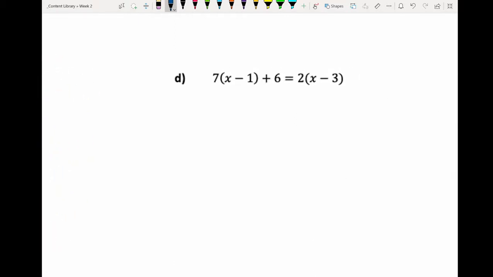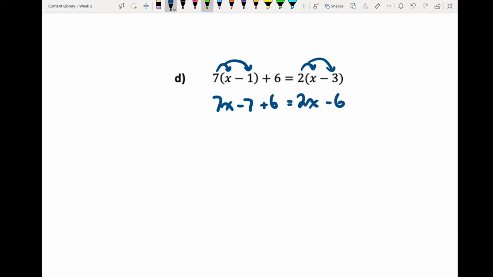Example D. So again, this one looks a little bit more confusing. There's more to it, but we're going to stick with the same thing that we've been doing. We're going to get rid of the brackets by multiplying the number outside by everything inside the bracket. So the 7 is going to multiply by the x and negative 1. The 6 I'm going to leave alone. It's just added. There's nothing multiplying to it. And then on the other side of the equal sign, the 2 times x and 2 times negative 3, getting rid of this set of brackets. So 7x, and then 7 times negative 1 is negative 7, plus 6 I'm going to leave. And then on the other side, 2x and negative 6.